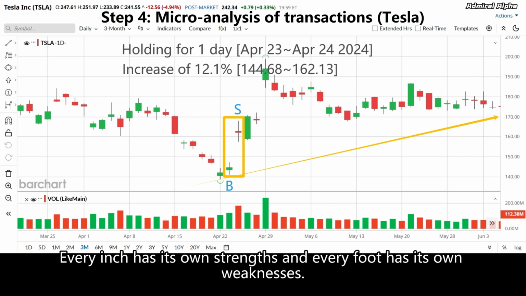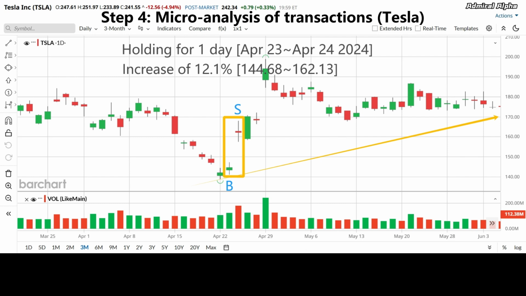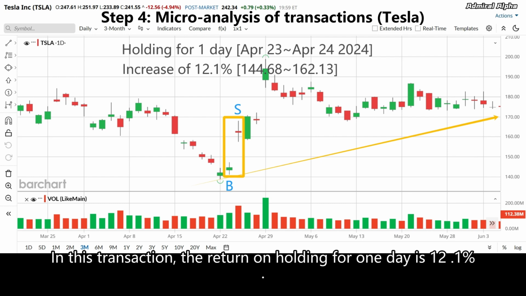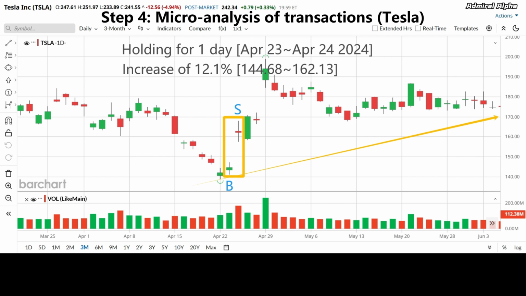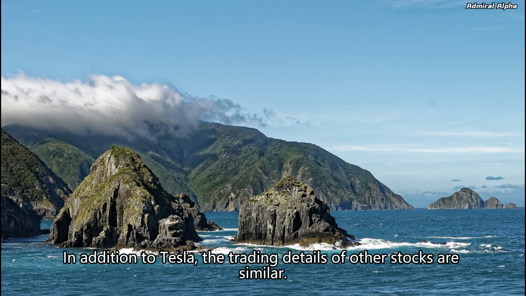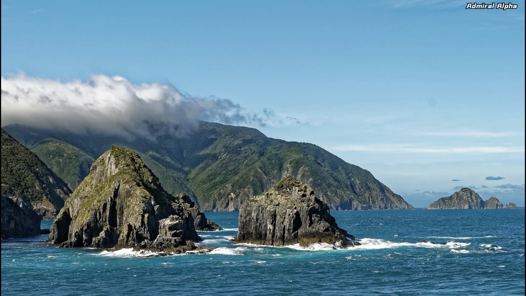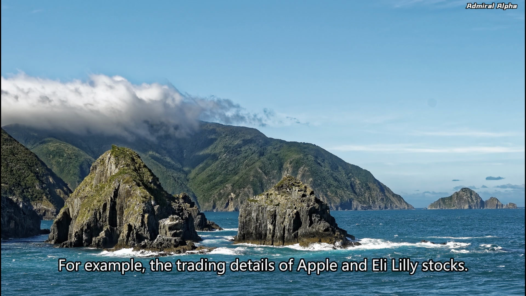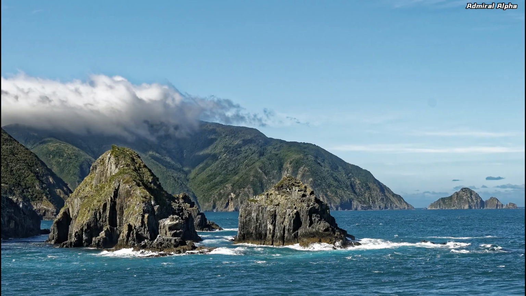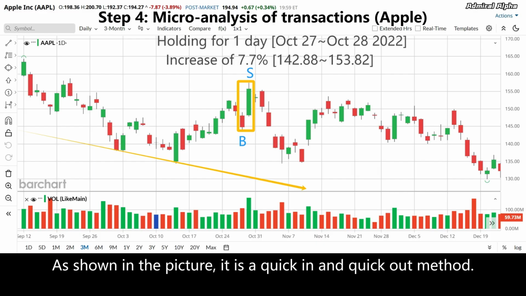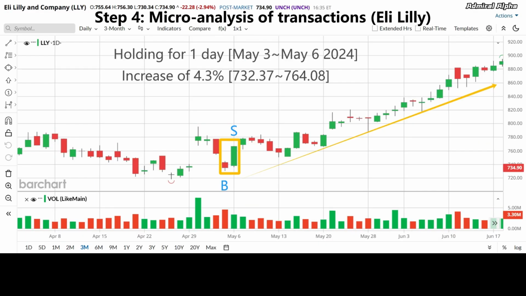Every inch has its own strengths and every foot has its own weaknesses. There is no perfect strategy in the world. In this transaction, the return on holding for 1 day is 12.1%. What more could you ask for? In addition to Tesla, the trading details of other stocks are similar. For example, the trading details of Apple and Eli Lilly stocks. As shown in the picture, it is a quick in and quick out method.